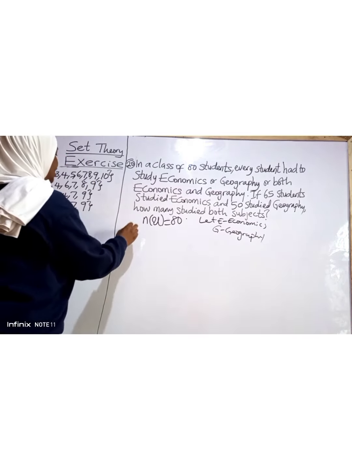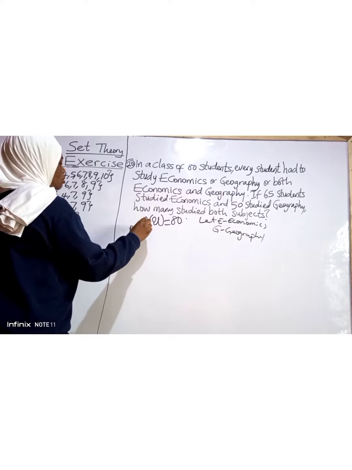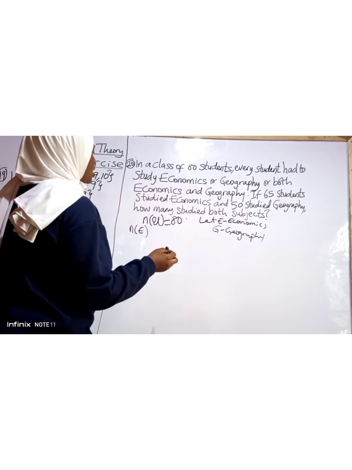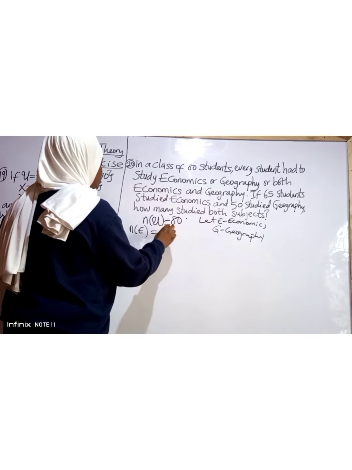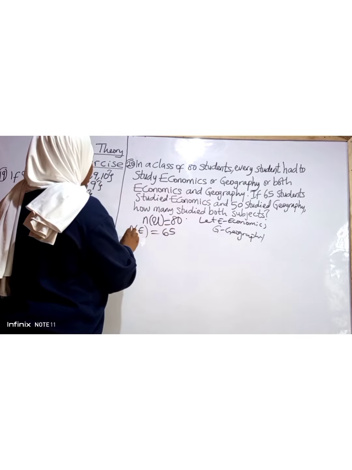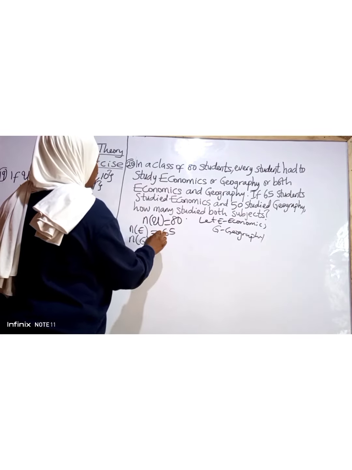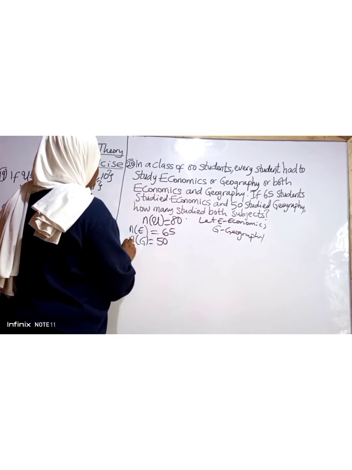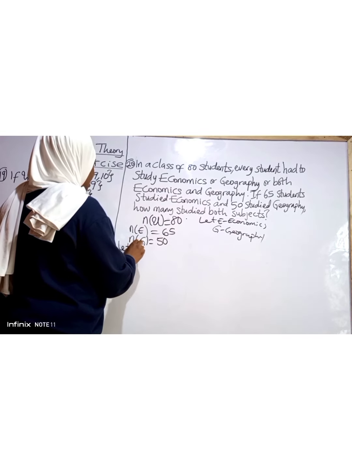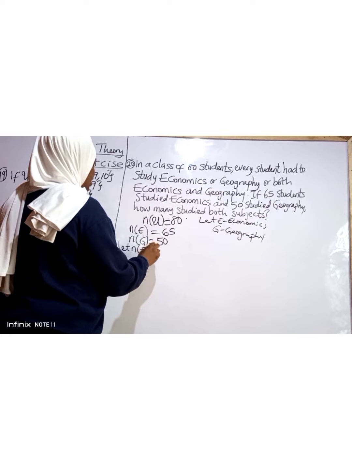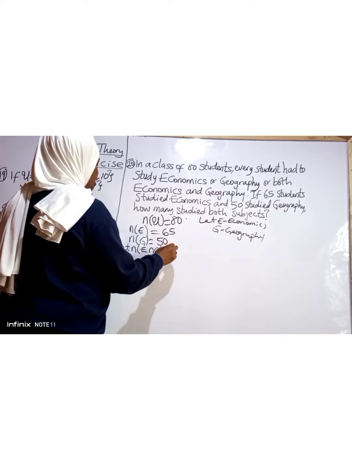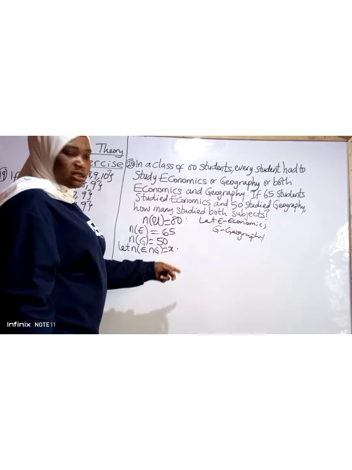So the cardinality of E, those that study economics, is 65. The cardinality of G, geography, is 50. Now let the cardinality of E intersect G be equal to x. So let's represent it on the Venn diagram.